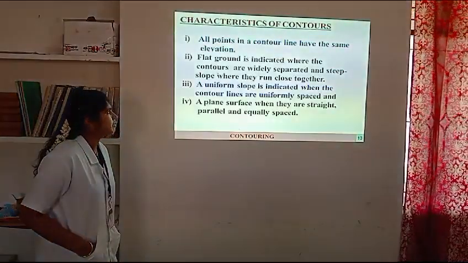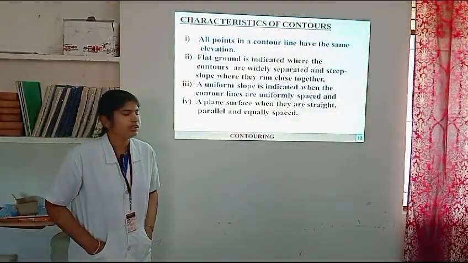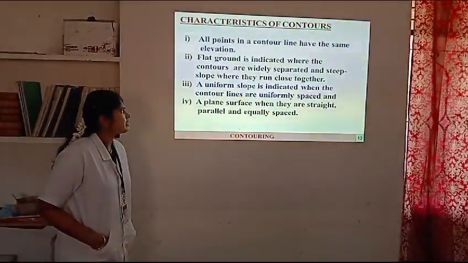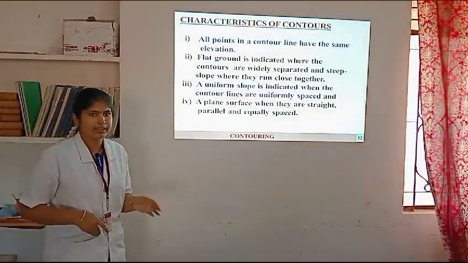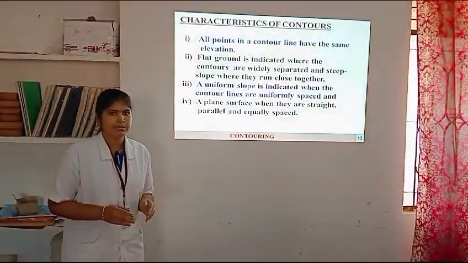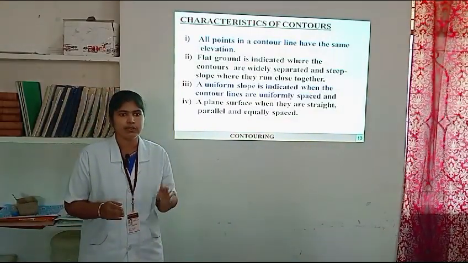Now we are going to discuss the characteristics of contours. All points in a contour line have the same elevation. Flat ground is indicated where the contours are widely separated. Steep slope is indicated where they run close together. A uniform slope is indicated where the contour lines are uniformly spaced. A plane surface is indicated where the contour lines are straight, parallel and equally spaced.